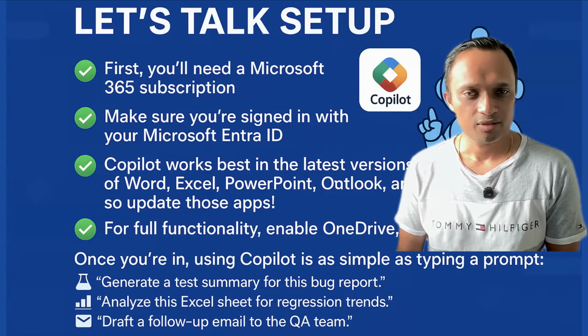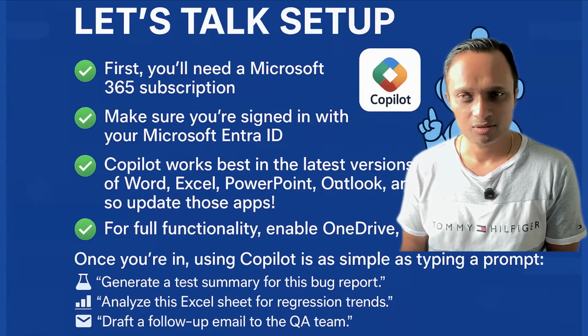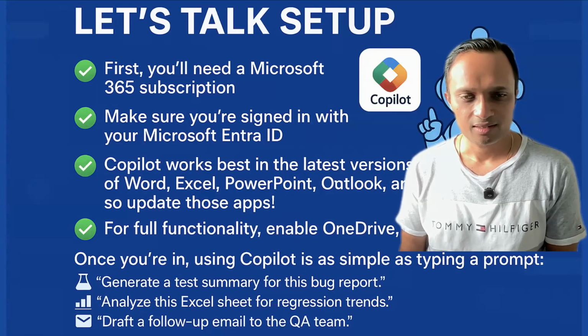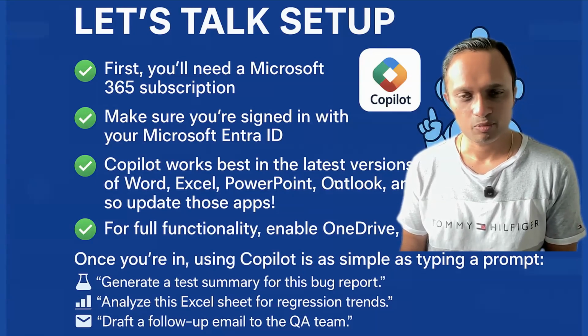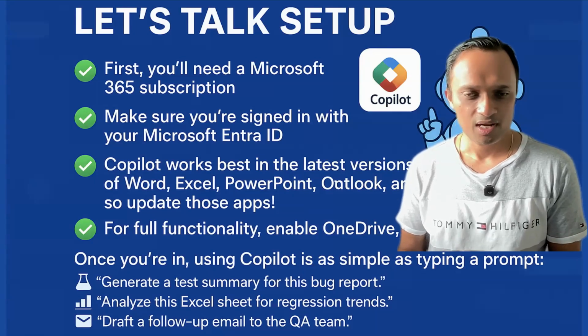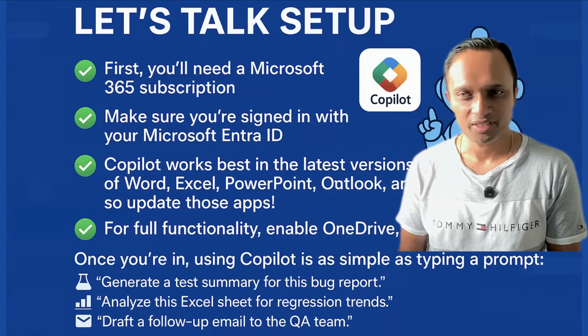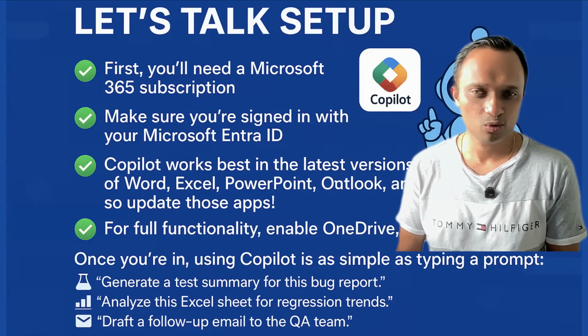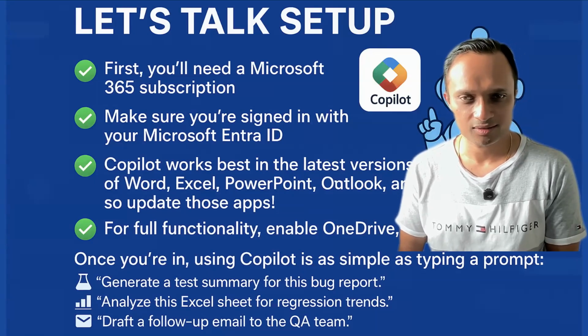Now, once you are in and using Copilot, it is very simple to type a prompt. Simply something like: generate a test summary for this bug report, or analyze the Excel sheet for regression trends, or draft a follow-up email to the QA team, right? So these are some very simple prompts, but we'll see them in action when we go into Microsoft Copilot.